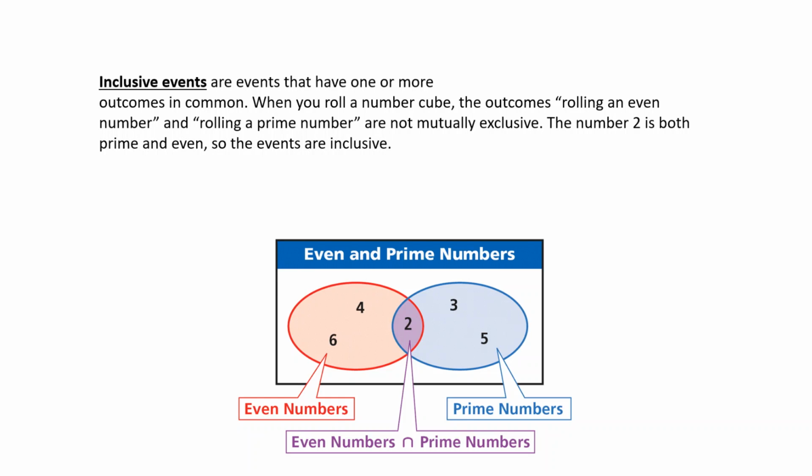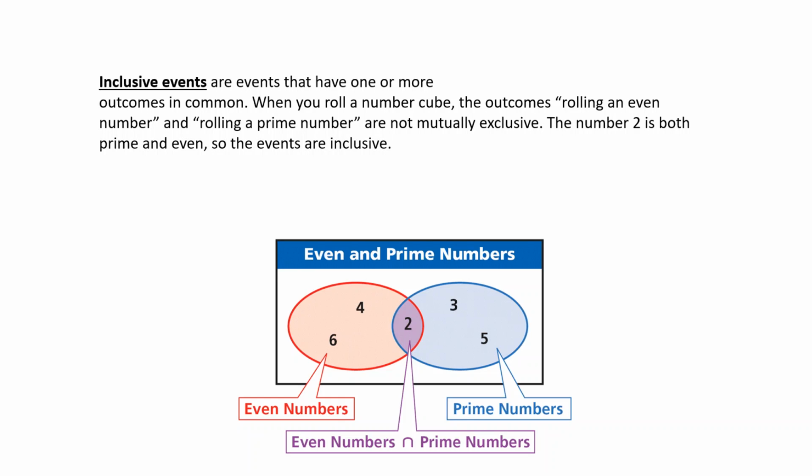Okay, so inclusive events are events that have one or more outcomes in common. When you roll a number cube, the outcomes rolling an even number and rolling a prime number are not mutually exclusive. The number 2 is both prime and even, so the events are inclusive. All right, so I hope you noticed that word "and." That's going to be a helpful word to us.